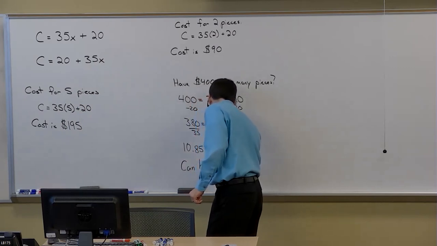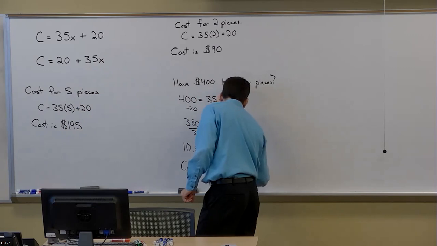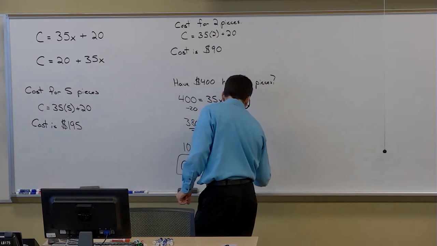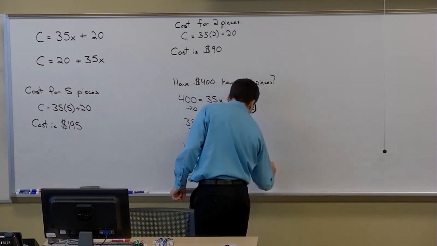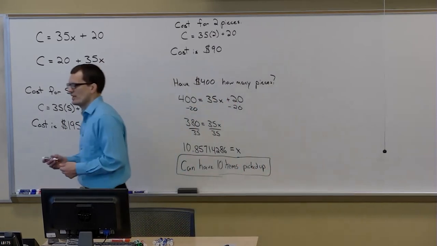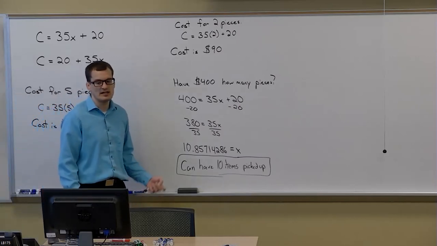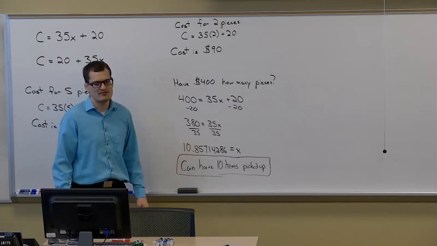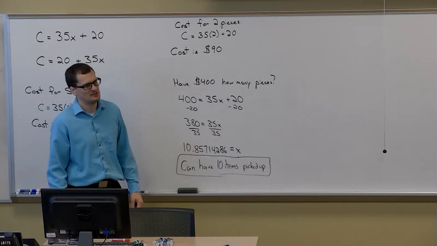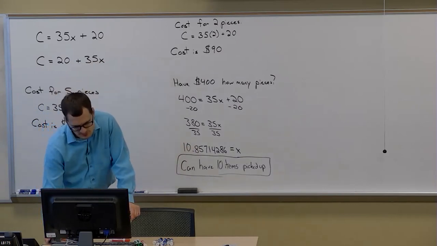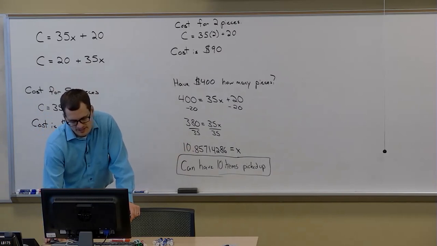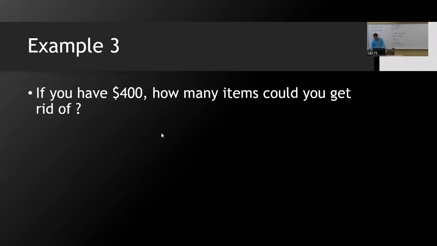So you can have 10 items picked up. Obviously, if a furniture place lets you cut off a piece of an item and they charge you 0.85 or 0.86 of an item, then you can do that too, but just what we're given here, 10 items would get you under 400, and 11 items would get you over 400. They're pretty straightforward.